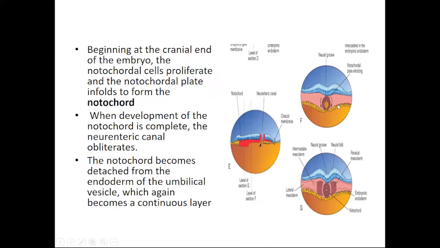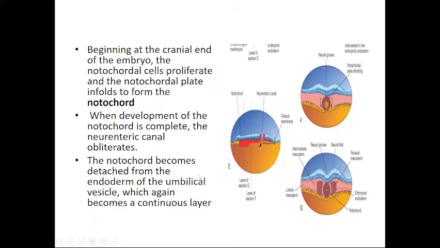This then invaginates, as you can see, and is going to form a U-shaped structure. Ultimately, this is going to close down and form a tubular structure. This plate infolds to form the notochord. When the development of the notochord is complete, the neuroenteric canal is going to finish off. This is going to form the notochord.